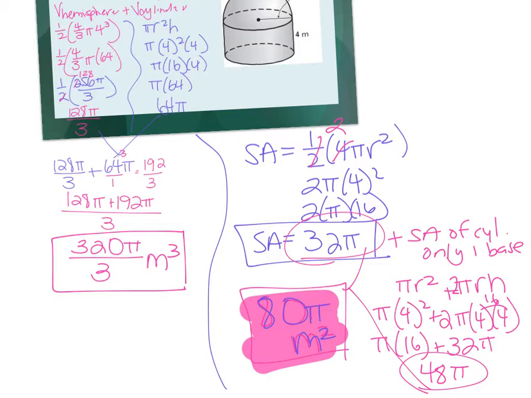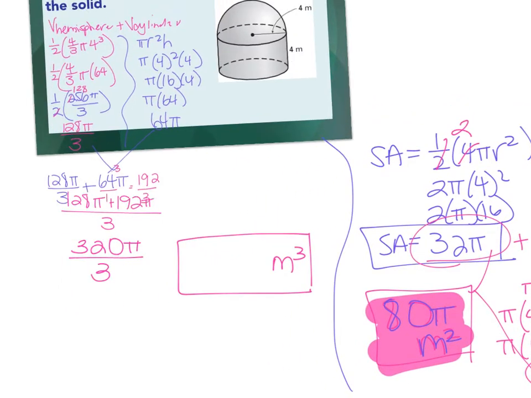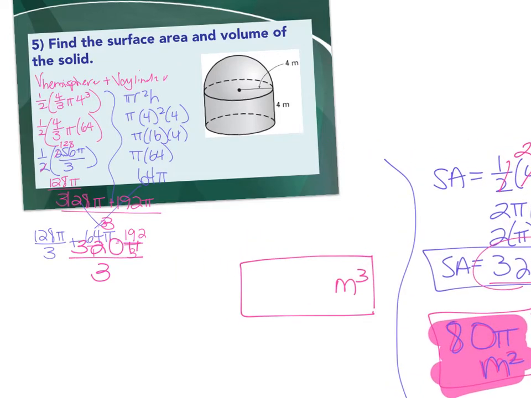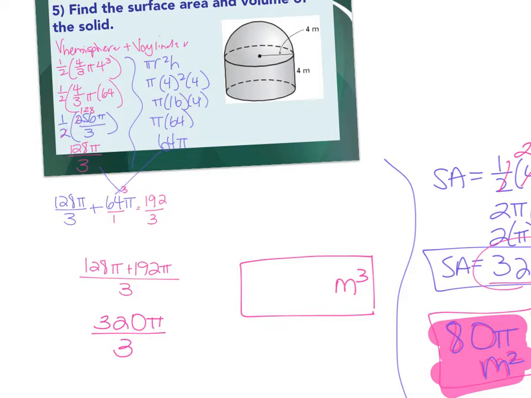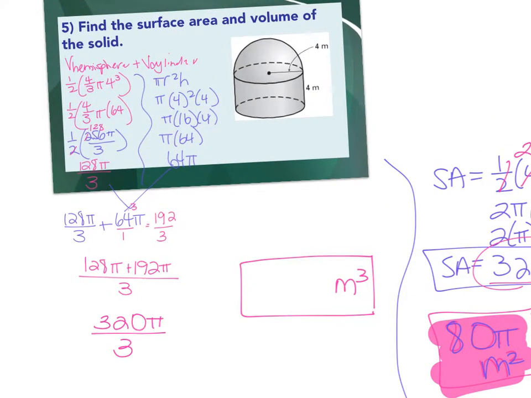So the 128 over 3 came from the half the volume of the top, or half the volume of the sphere, which would make up the top. Yeah, so the hemisphere. And then the 192, I just changed it so that the 64 pi had the same denominator. I gave this 64 pi over 1, changed it so it had the denominator of 3, so I could combine them together.